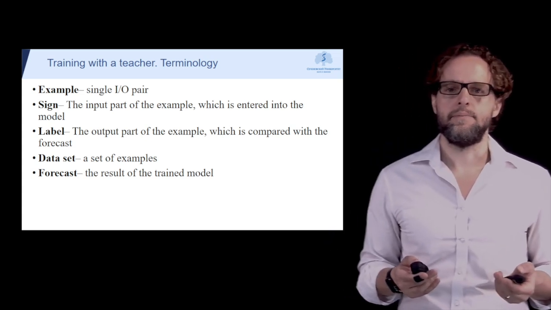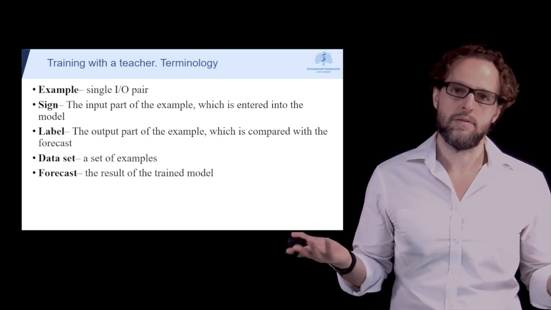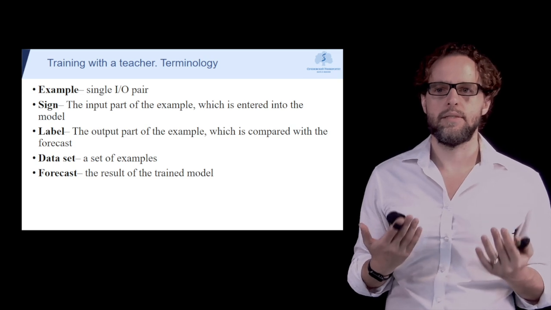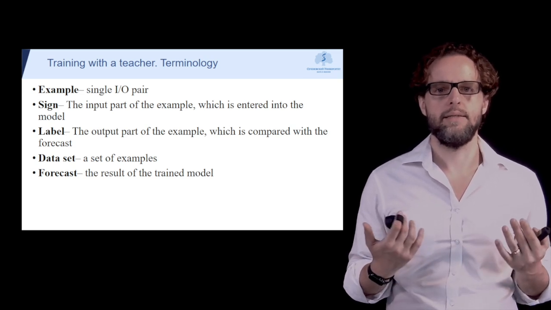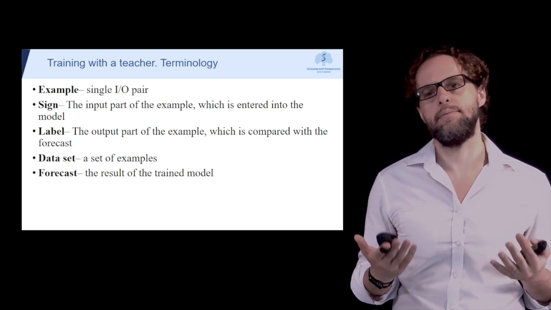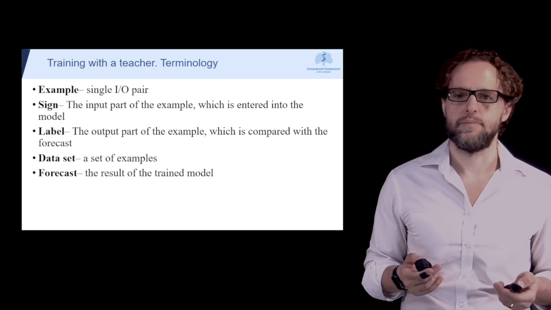Dataset, it's a set of examples. It's a group of examples. Prediction, the result of a model that has learned from many examples of inputs and outputs and can now accept new inputs and produce new outputs.